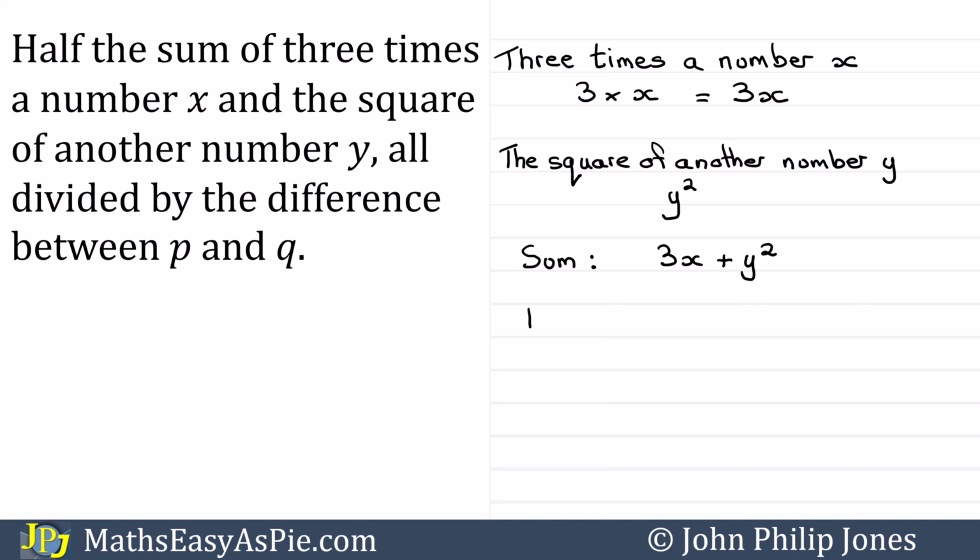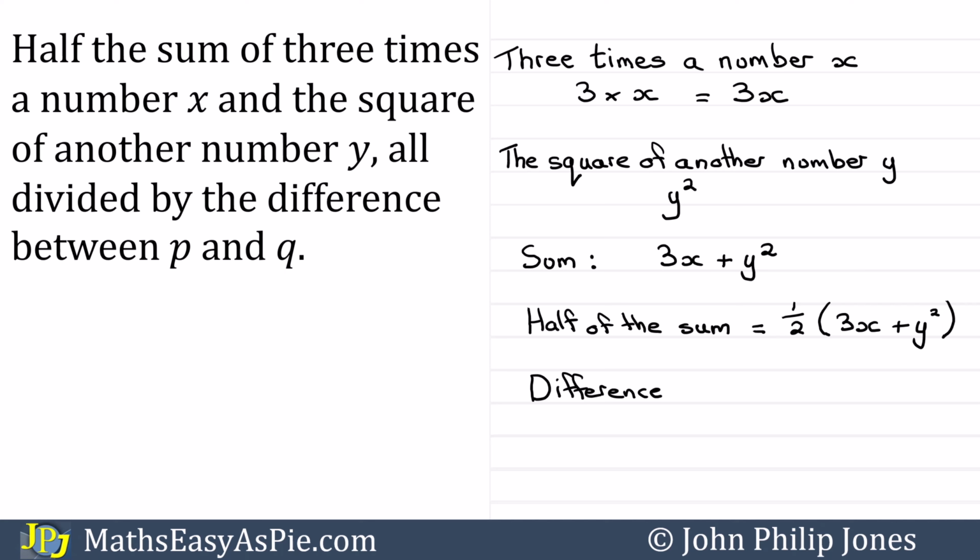Of course, from the text, we can see we have half of the sum, and this can be shown in algebra as 1/2 multiplying the 3x plus the y squared, which we stick in brackets to ensure we realise that we're taking half of the 3x and the y squared. Again, from the text, we can see we have the difference between the p and the q, and that can be written as p minus q.